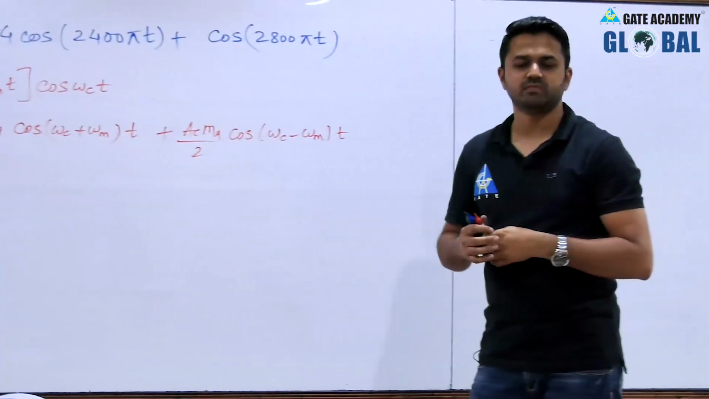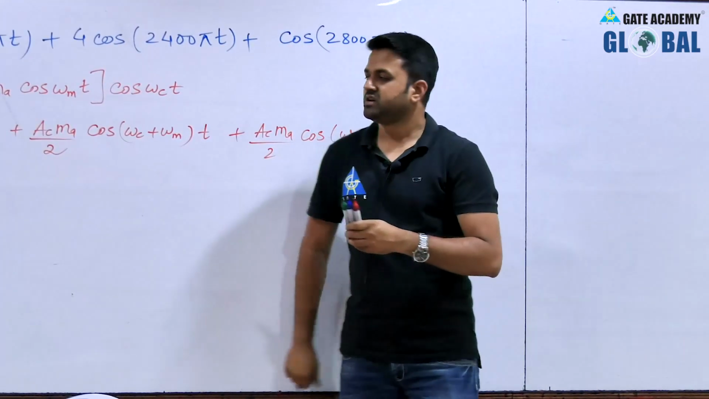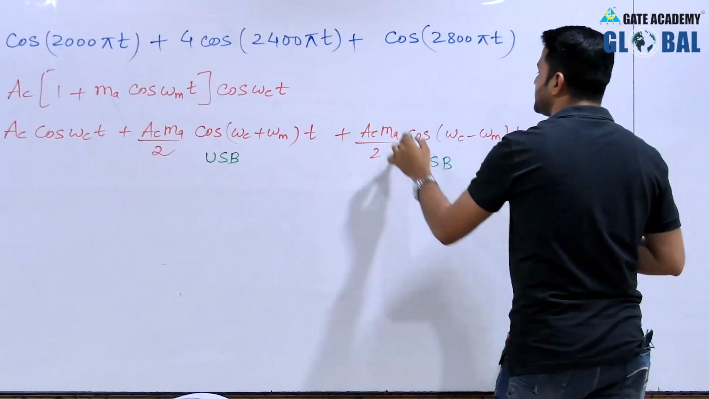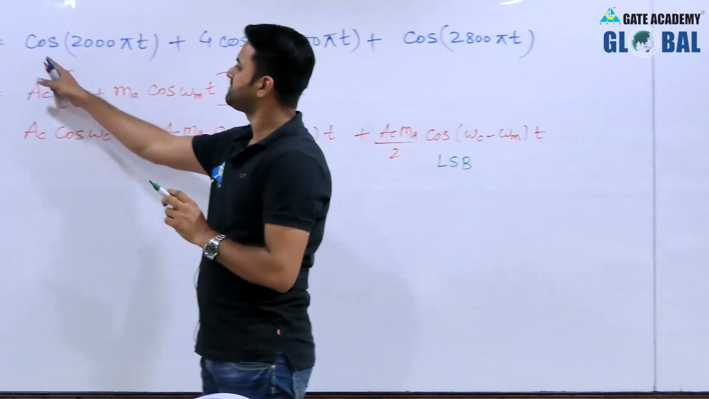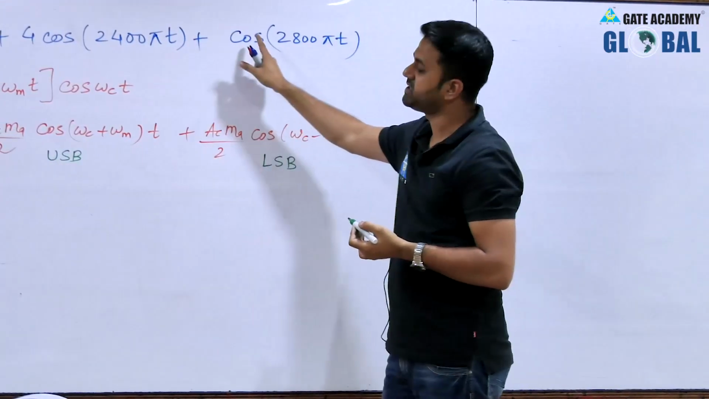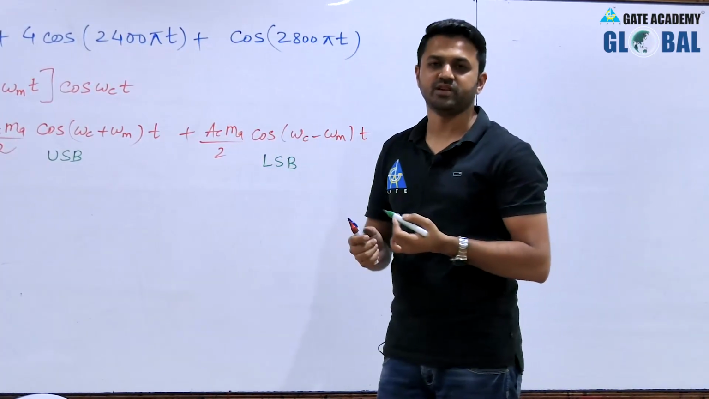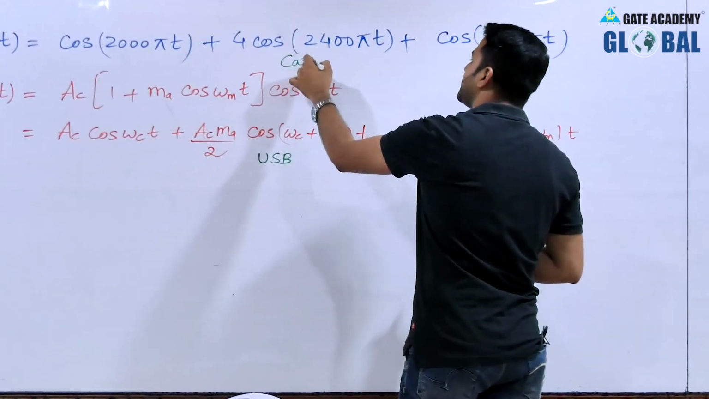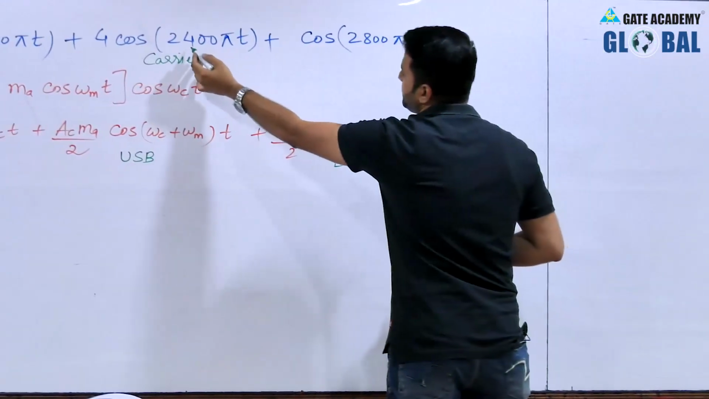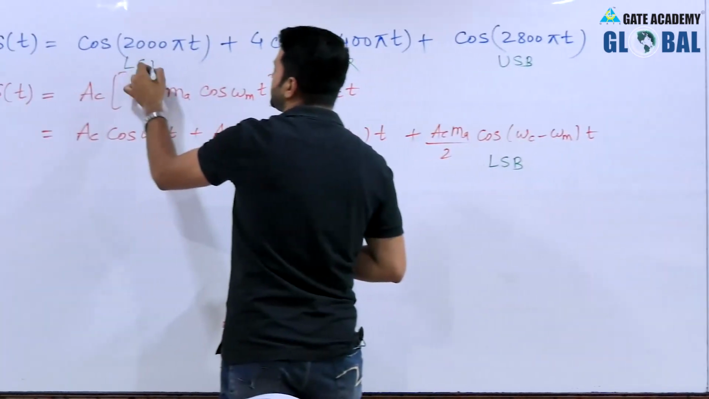So, there are 3 terms out of which 2 have the same amplitude and they are the sideband terms. This is our upper sideband and this is our lower sideband, having the same amplitude AC MA by 2, and in the given expression it has amplitude 1 and the last term also has amplitude 1. It means one of these will be the lower sideband and the other will be the upper sideband, and the remaining term will be the carrier. The frequency component higher than carrier is the upper sideband. So, 2800 pi is the upper sideband, and the one less than 2400 pi is the lower sideband.